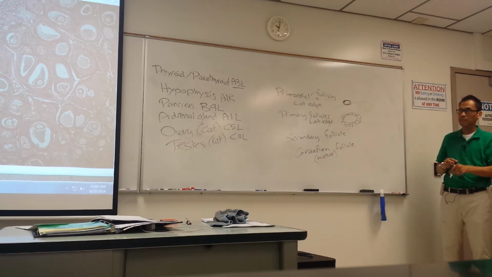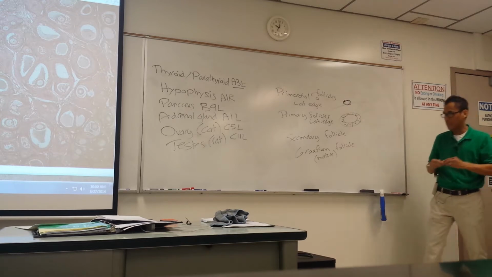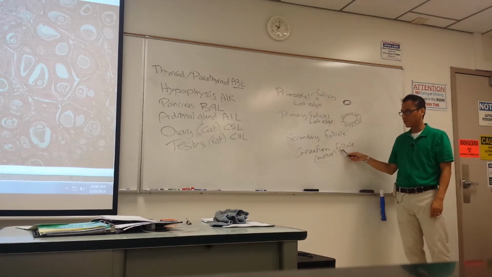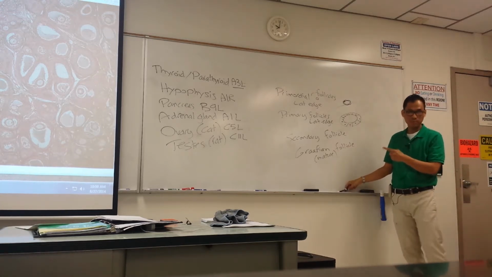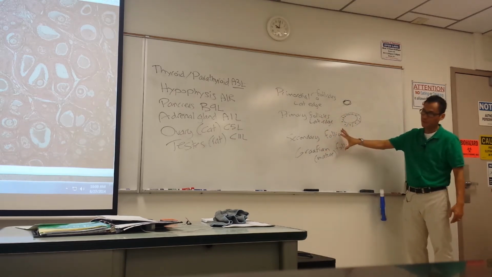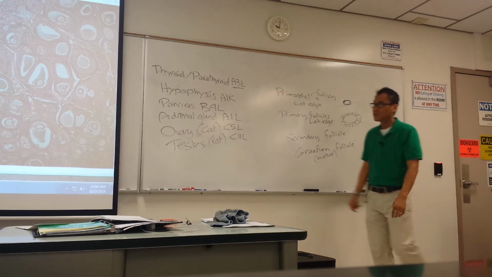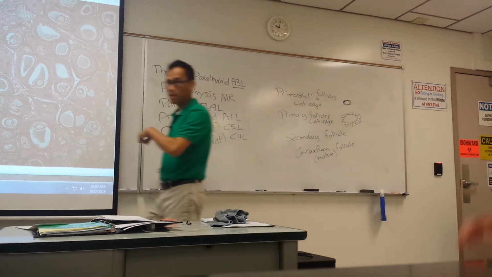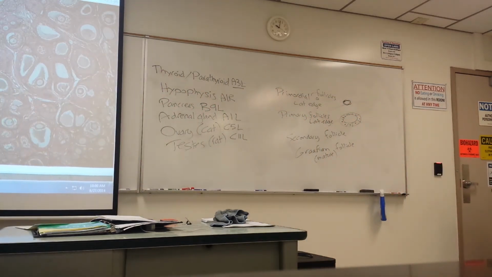It's kind of difficult to explain the difference between a secondary and Graafian follicle. It's easier if I just show you. But this is what you're looking for. And why we study it is because the big follicles secrete estrogen. This is cat, it's not human. Cat is a good one to study because it has all stages of follicular development. Humans, you can't see anything.